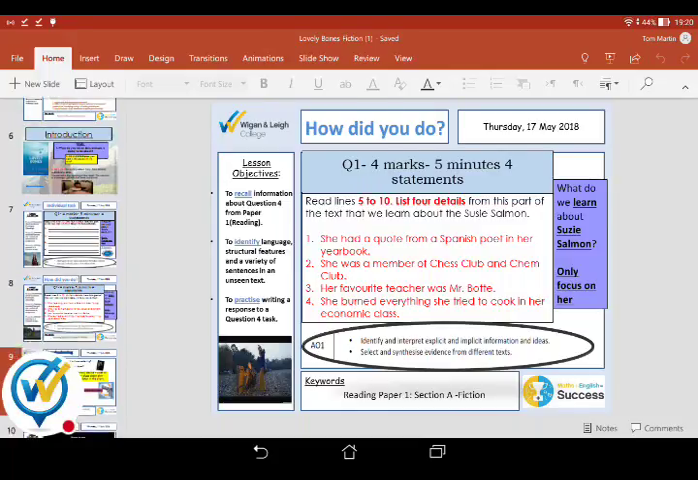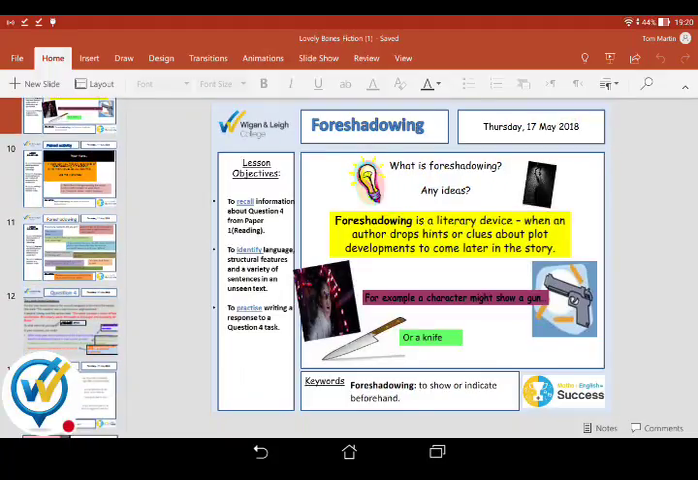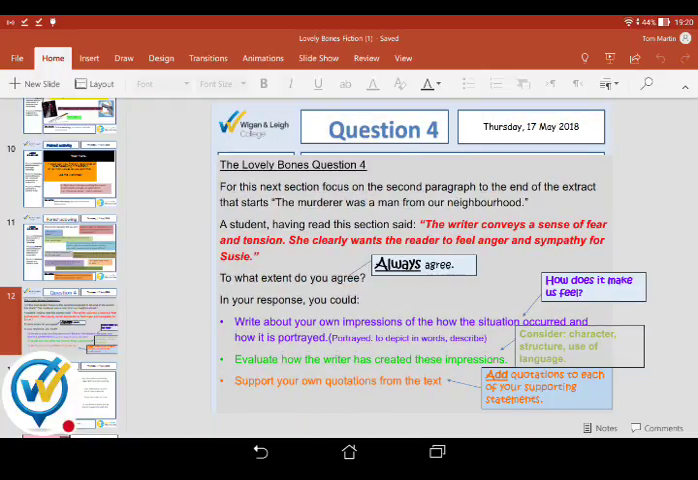So, if we go further along, you can see here, this is your type of question, okay? So on our question 4, it will always be like this. There'll be no surprises. It will be from this section, focus on the second paragraph to the end of the extract that starts. The murderer is a man from our neighbourhood. Okay, the student, having read this section, said, the writer conveys a sense of fear and tension. She clearly wants the reader to feel anger and sympathy for Susie.